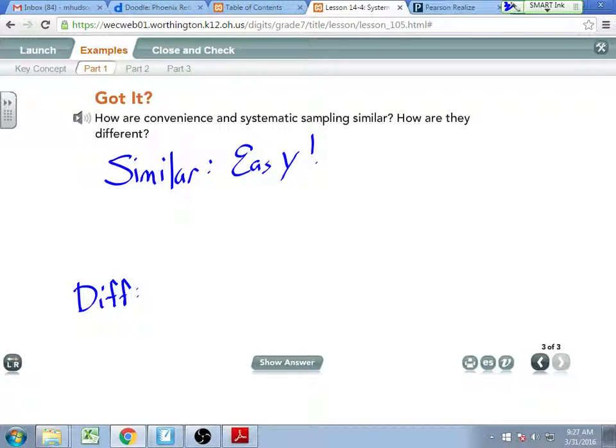Any other similarities anyone can think of between convenience and systematic samples? It can both be available sometimes. Well, convenience has to be available, and systematic, if you have a system of choosing people, sometimes they're available, sometimes they're not.